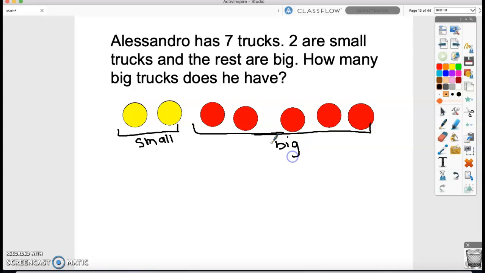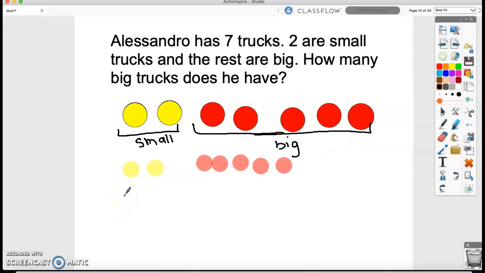So let's go ahead and draw a picture of our model. When I draw my picture, I'll be using my crayons or my pencil. I have 2 small and 1, 2, 3, 4, 5, and I have 7 altogether.